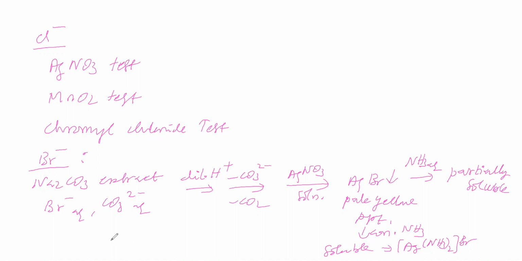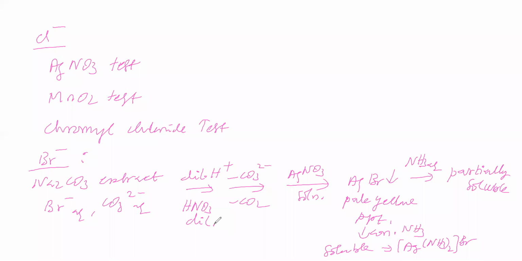Okay, so in this sodium carbonate extract, we are adding dilute acid. Which dilute acid we have to add? As like chloride only, therefore we have to add dilute nitric acid. In the same way here also, because Cl minus and Br minus are in the same group. So we are adding dilute nitric acid.